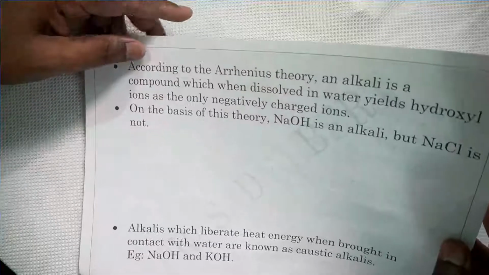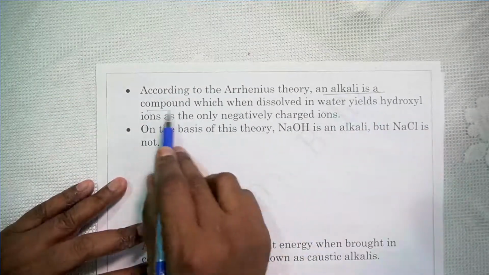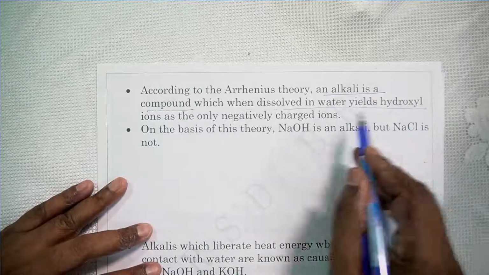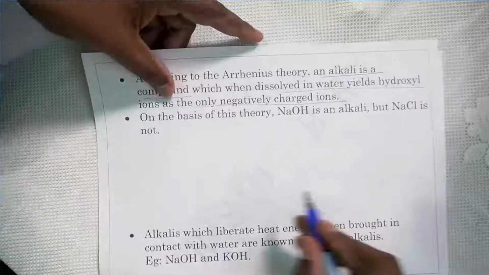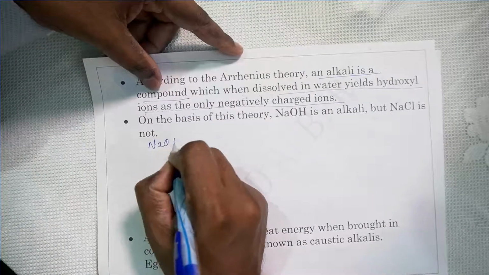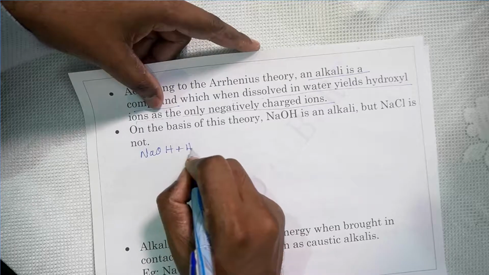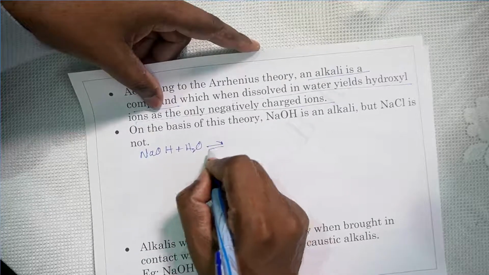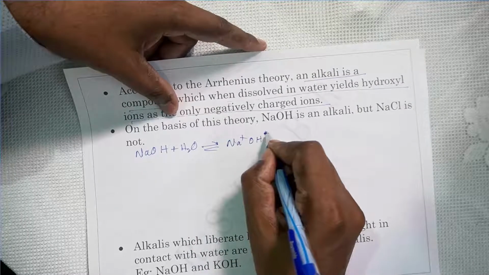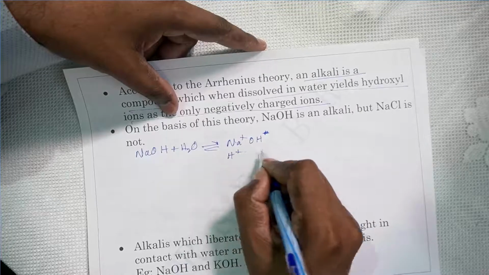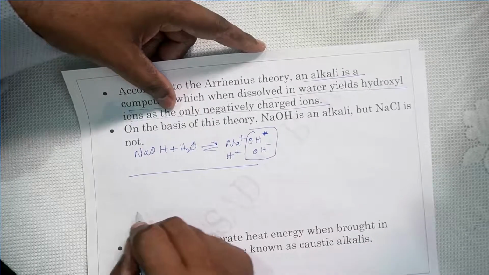So you can say, according to Arrhenius theory, an alkali is a substance or a compound which when dissolved in water yields hydroxyl ions as the only negatively charged ions. Now if you dissolve NaOH in water, H2O, it will give Na+ and OH- ions, and also H+ and OH-. So OH- ions are the only negatively charged ion formed here.